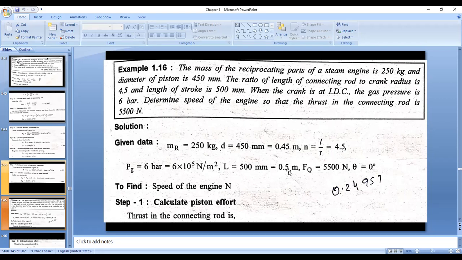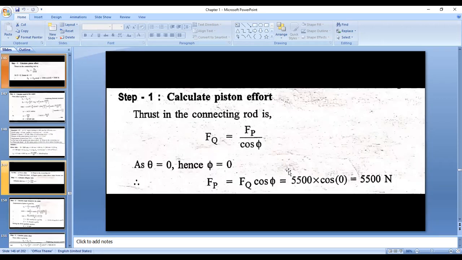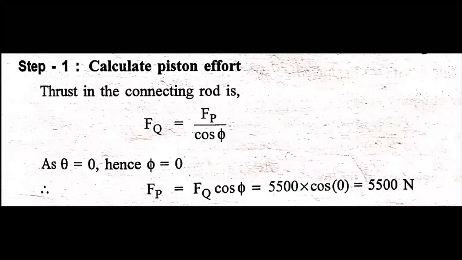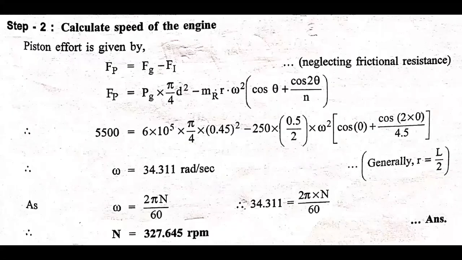So first we have to calculate the piston effort. The piston effort relates to the thrust in the connecting rod: Fq is equal to Fp upon cos phi. Here theta is equal to 0, that means phi is also 0. So Fp is equal to Fq into cos theta, and cos 0 is equal to 1. So we are getting 5500 Newton.